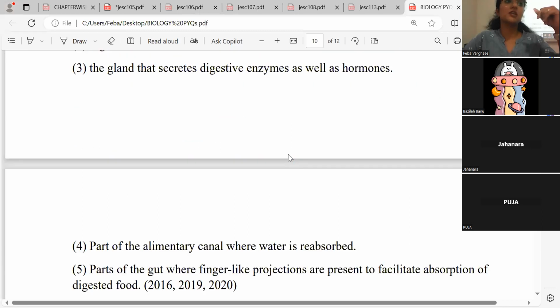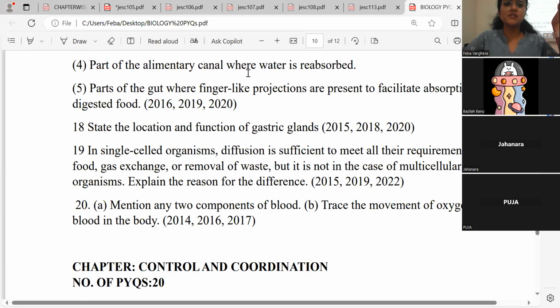We'll discuss it in the control and coordination chapter in detail. Parts of the alimentary canal where water is reabsorbed: the large intestine. Yes.